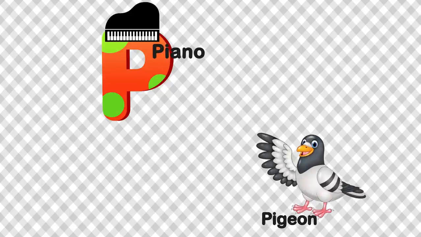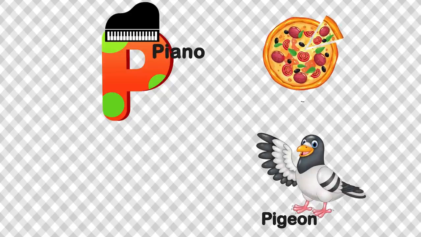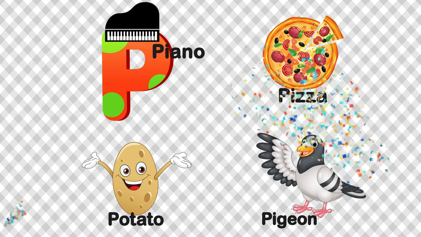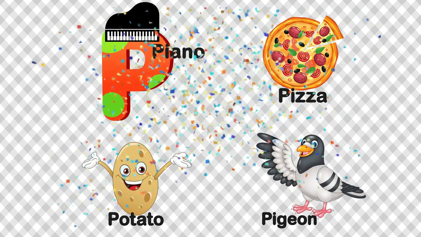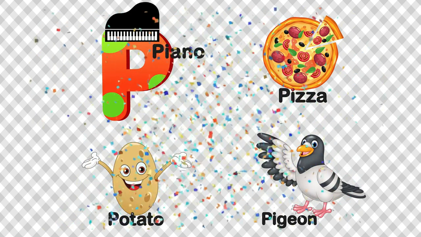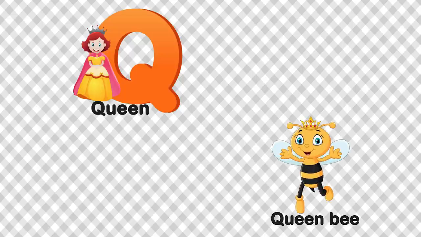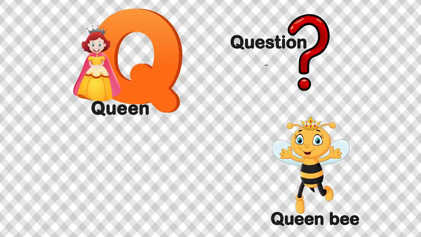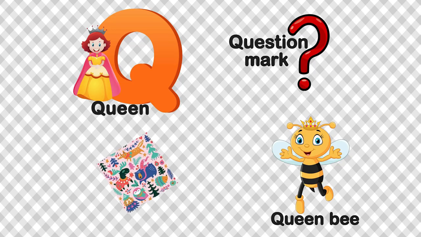P. The sound of P is p. Piano. Pigeon. Pizza. Yay! Q. The sound of Q is qua. Queen. Queen bee. Question mark. Quilt.